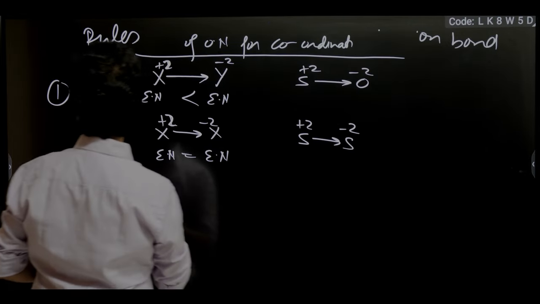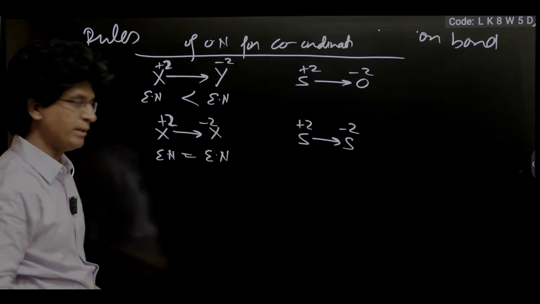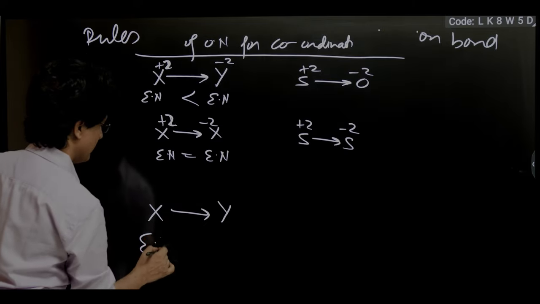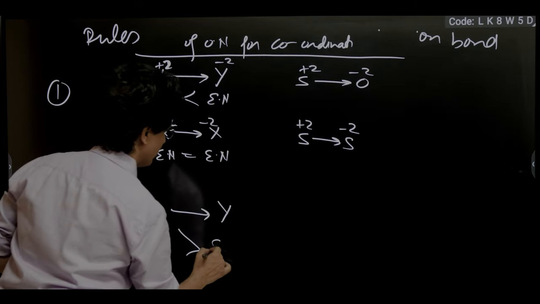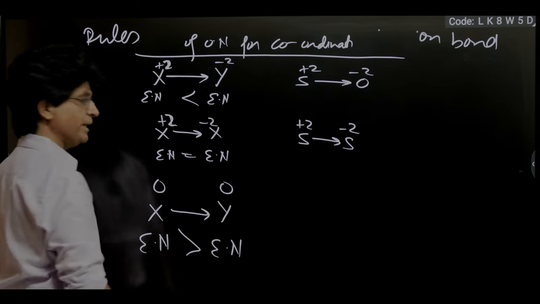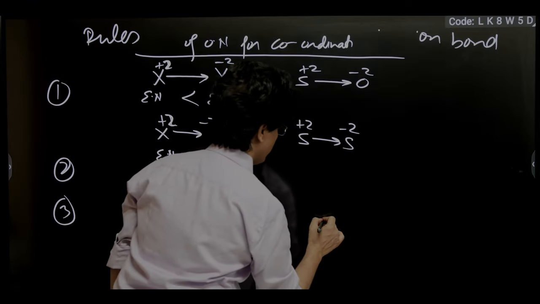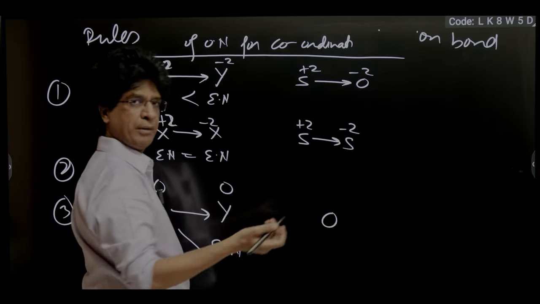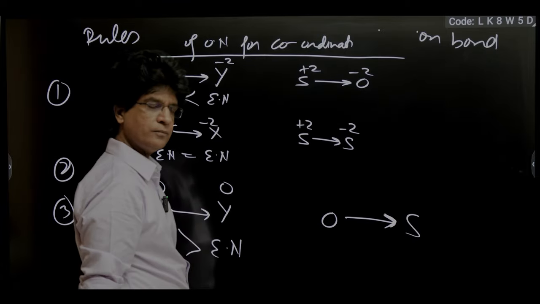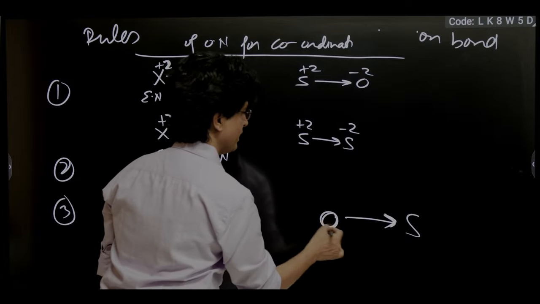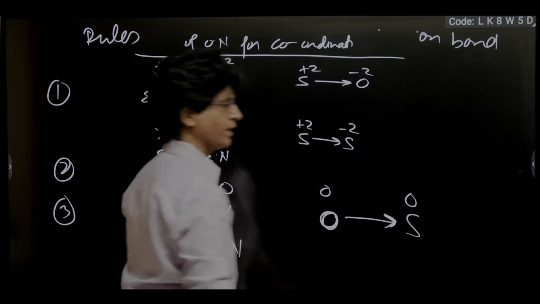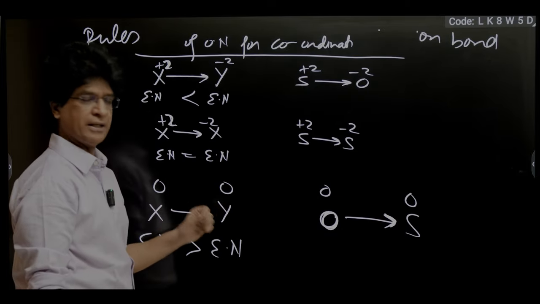Then we can have the third one, and this is the important one. X donating electrons to Y, but in this case, the electronegativity of X is more than the electronegativity of Y. In this case, the charge given will be 0 and 0. Say, for example, oxygen donating the electrons to sulfur. Since the electronegativity of oxygen is more and that of sulfur is less, it will be given 0 and 0 charge. Now, why this is the case, I'll explain that.